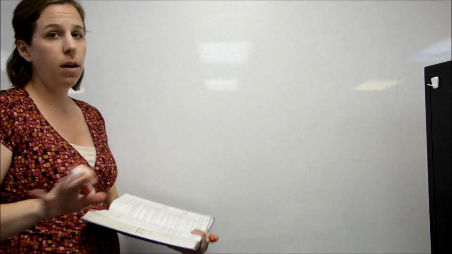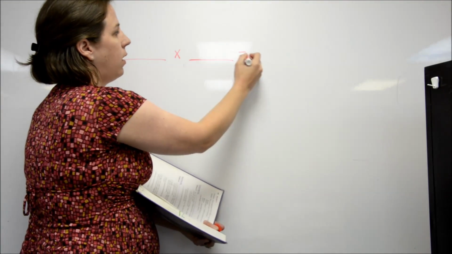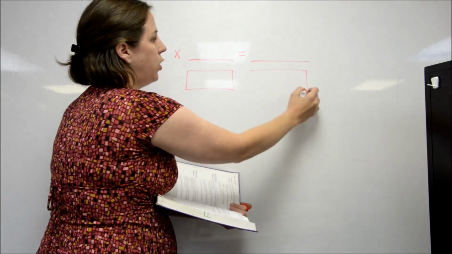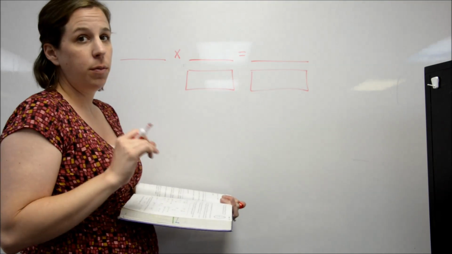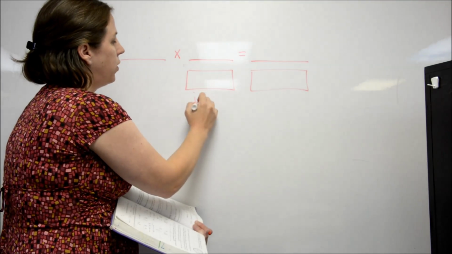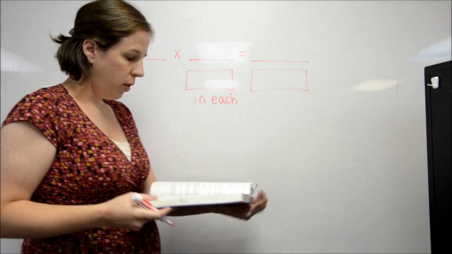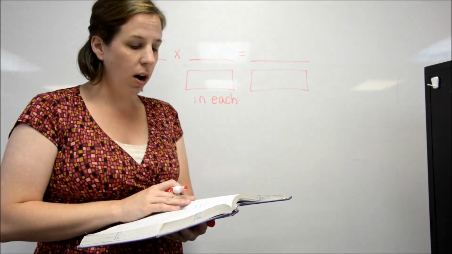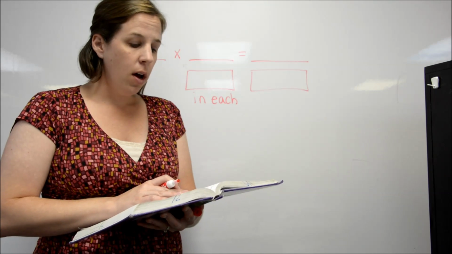Once again, I'm setting up my equation exactly the same. Something times something equals something. And once again, these two labels on either side of the equals symbol have to be the same. This one is going to be the one that says something similar to in each group. So let's read another problem. There were 6 people in each car. There are 9 cars. How many people are there in all?